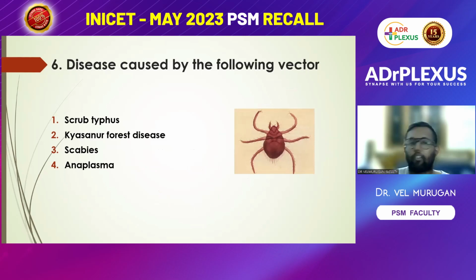Next, disease caused by the following vector. So what is this vector? It is a mite. The mite goes through various stages like larva and adult. So what is the disease caused by this mite? It is a trombiculid mite. It causes a disease called scrub typhus.